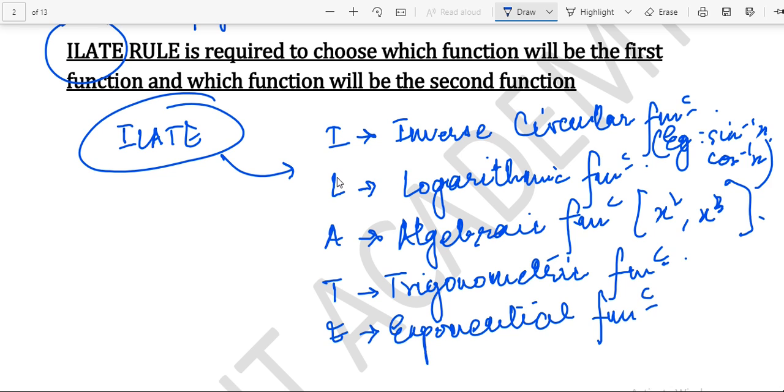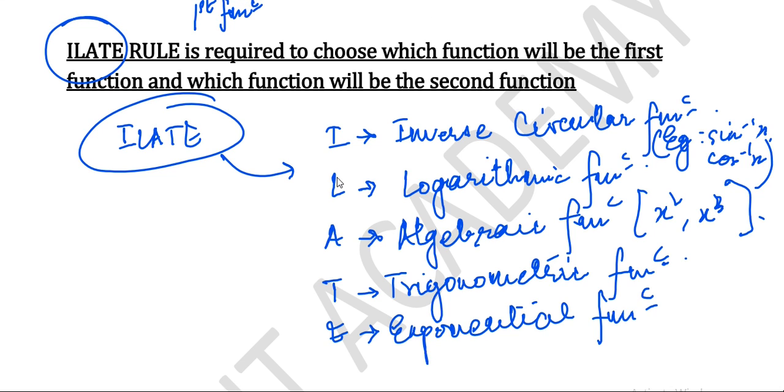Now basically, depending on this ILATE rule, we have to decide which one will be the first function and which one will be the second function, like which one will be the u and which one will be the v. Since I comes first and A comes after that, I'll take the inverse function as u and then the algebraic function as v. Let me show you with an example.